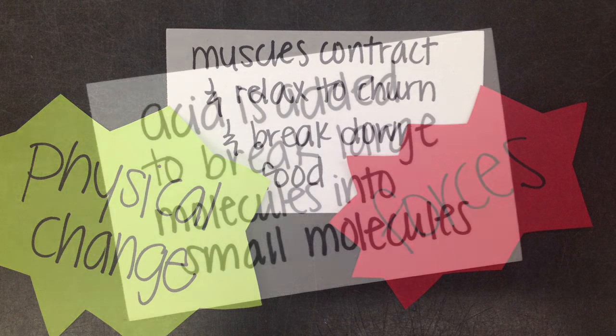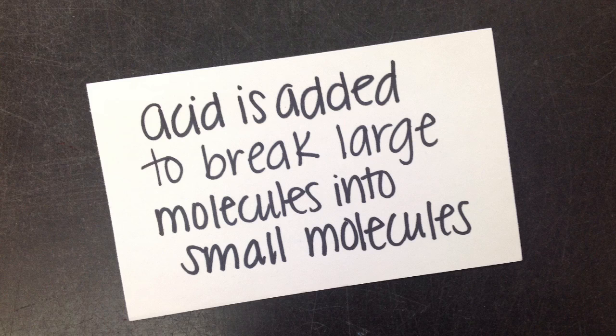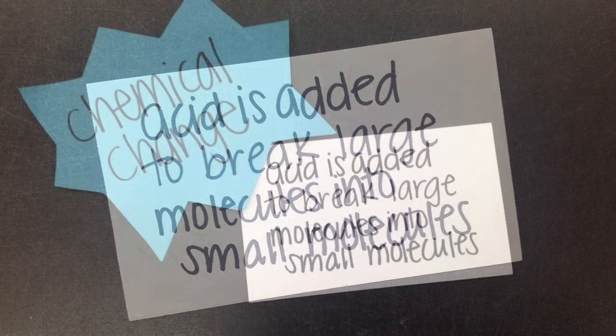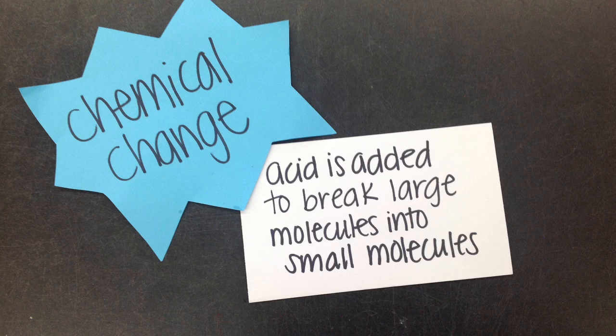In addition, acid is added to break down large molecules into small molecules again. This is an example of chemical change because it's a different substance.